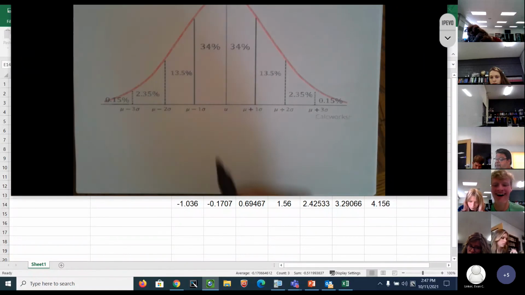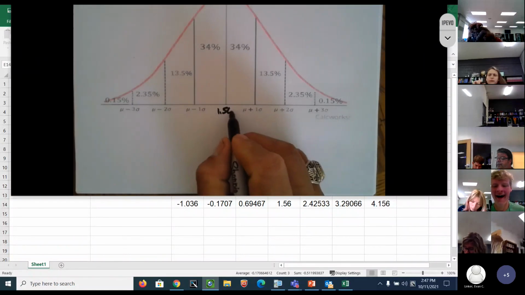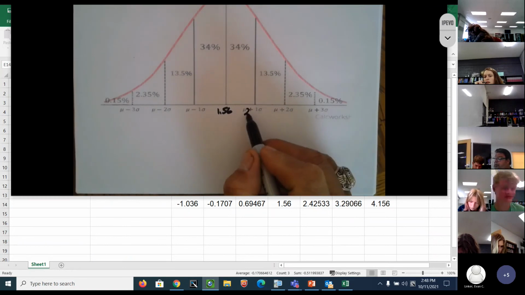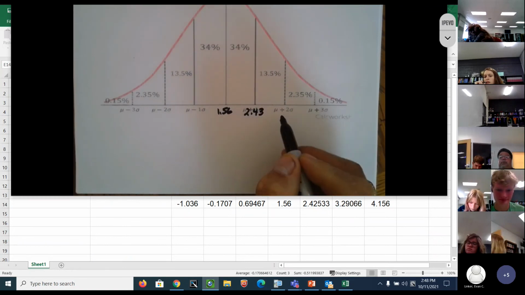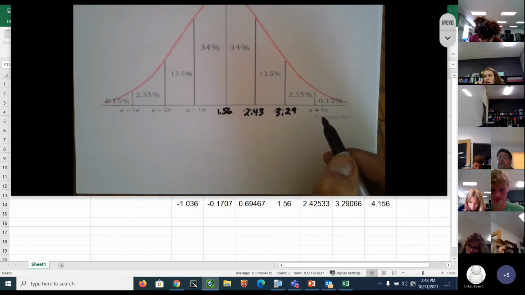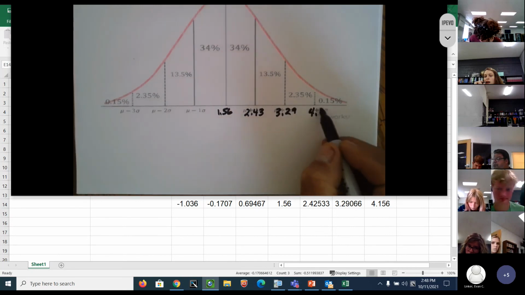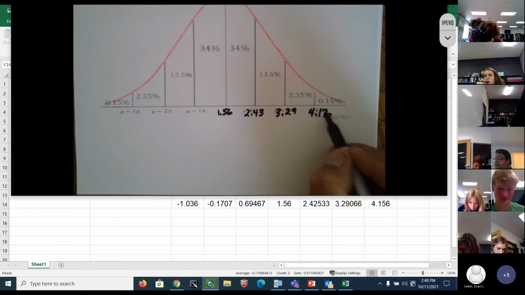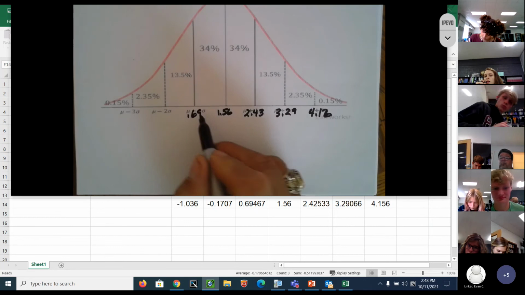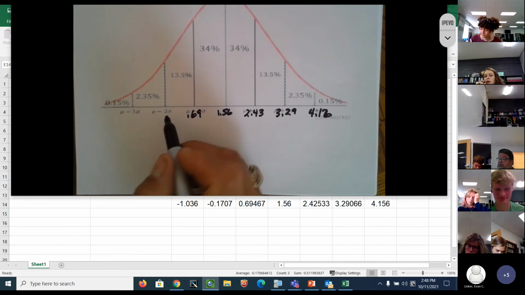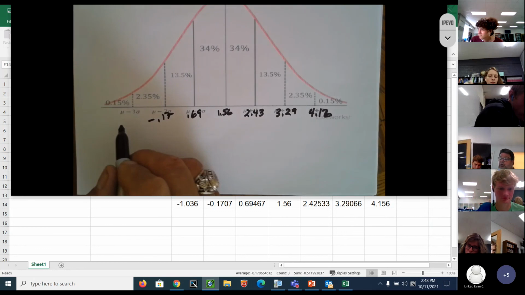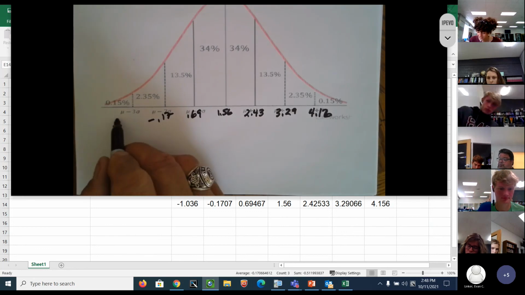So 1.56. And that's going to be 2.43 and 3.29 and 4.15, 4.17, 6.69, negative 0.17, and negative 1.06.